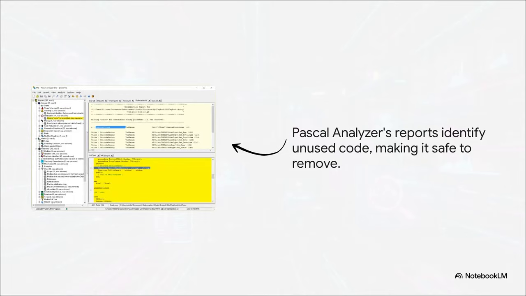Okay, but the big fear is always, how do you know it's safe to delete? That's where tools like Pascal Analyzer come in. They generate these incredible reports, like the one you see here, that show you exactly which variables, methods, or classes are declared, but are never, ever used. It takes all the guesswork out of it so you can confidently start trimming the fat from your project.